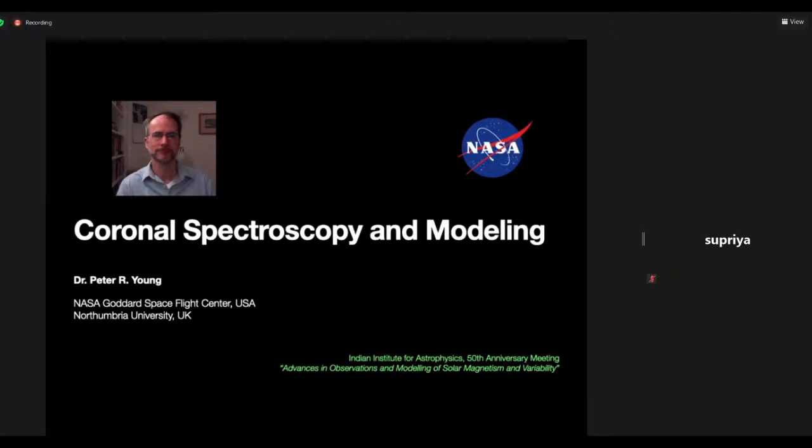My topic is coronal spectroscopy and modeling, and I'll have a particular focus on how mission teams can make the process of analyzing spectral data easier. Given that India is about to launch its first solar mission, this information may be useful as your instrument teams prepare for the post-launch operations phase.